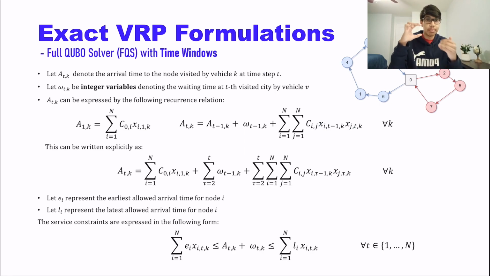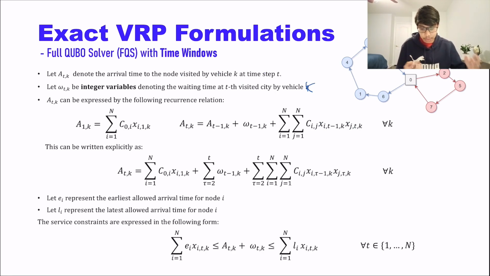So each time window has an earliest time and a latest time. If a vehicle arrives before the earliest allowed arrival time, then it must wait at that node until maybe the customer is available. And if the vehicle arrives too late, well, that's considered an invalid solution, and we just throw that away. We use this A_tk to symbolically represent the arrival time to the node visited by vehicle k at time step t. And we have these omega_tk variables, and these are integer variables that the quantum annealer optimizes. And these integer variables denote the waiting time at the tth visited city by vehicle k. That should be k.